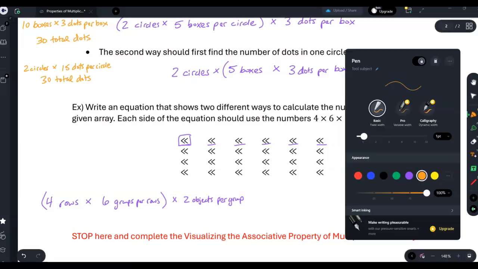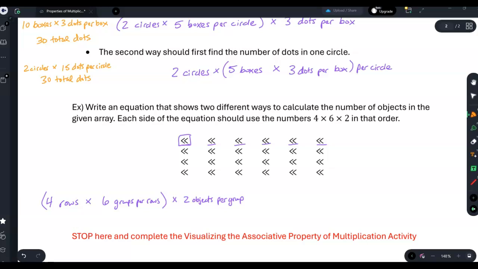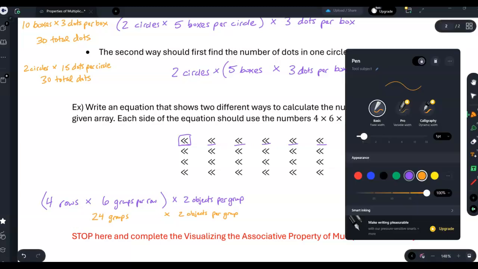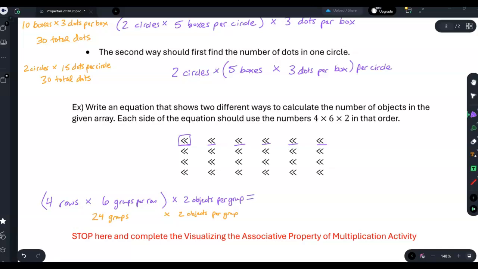You don't have to do the part that I'm doing in orange, but just so you can see how this would work out: 4 rows times 6 groups per row. Notice that the second number always has that per part. If I find that, that gives me 24. The rows would be gone, and this is in groups. Then I'm multiplying that by 2 objects per group. Every single time I do a multiplication, that per part is still on the second number. You don't have to do the orange part. It didn't ask for that, but just so you can see how that would work out.